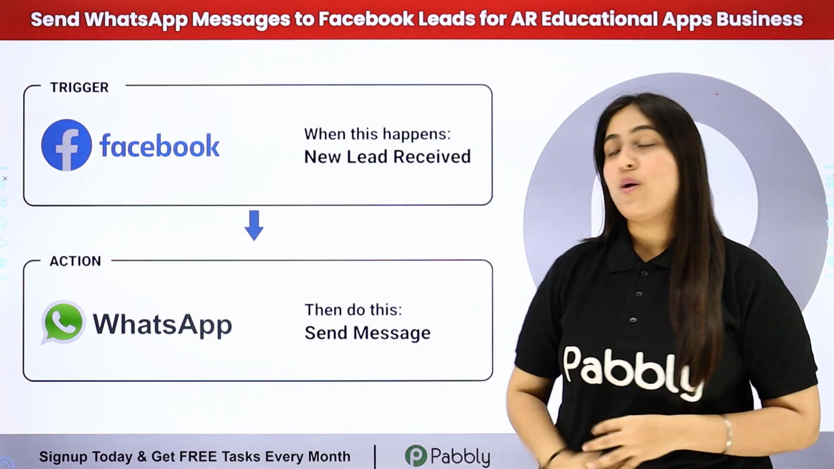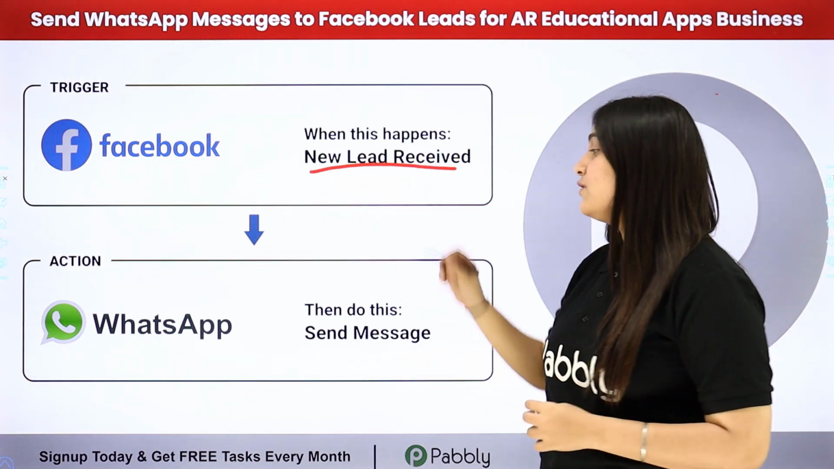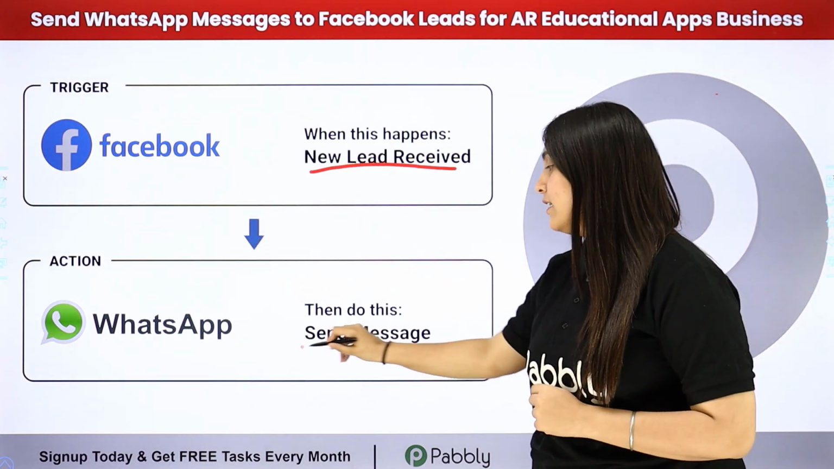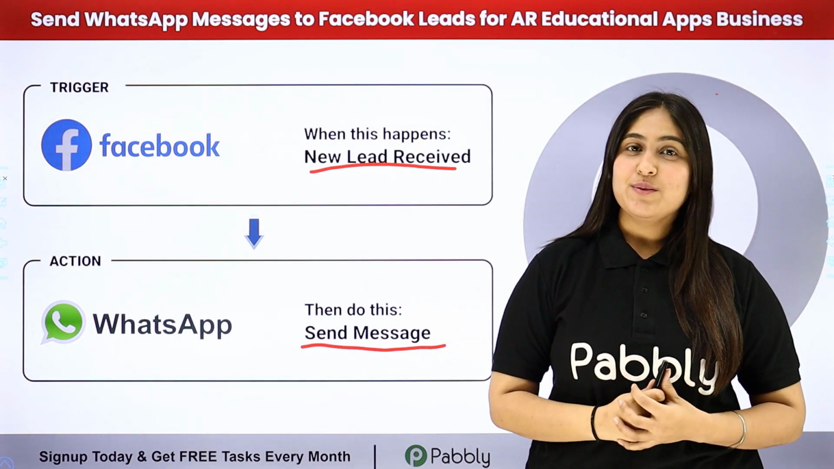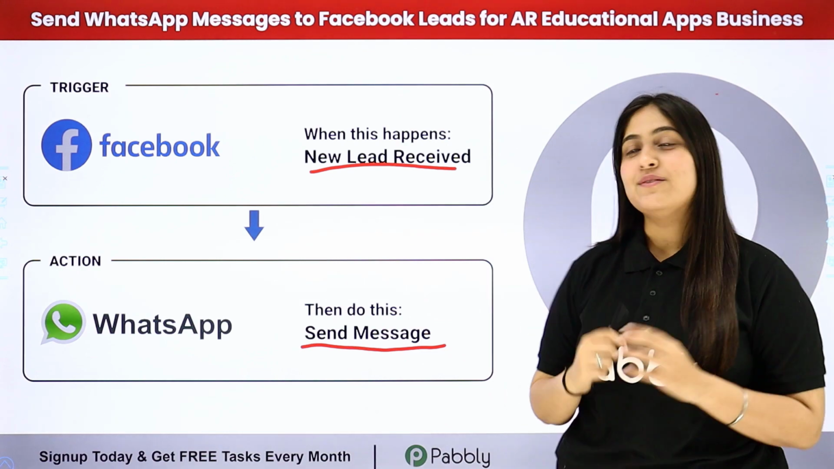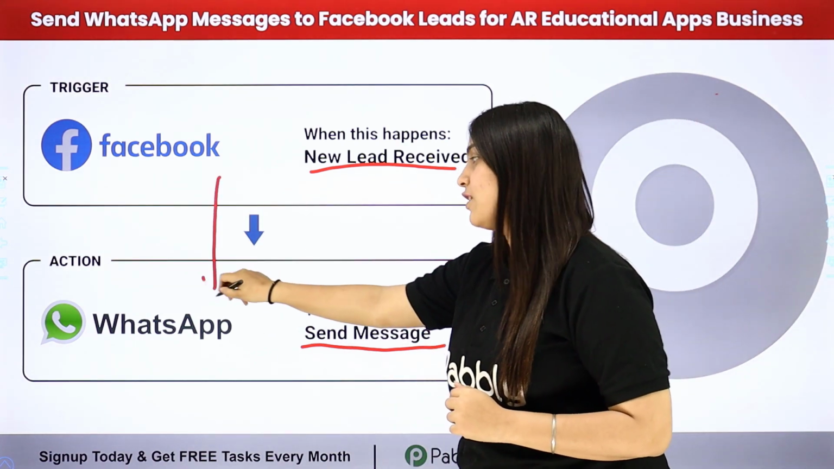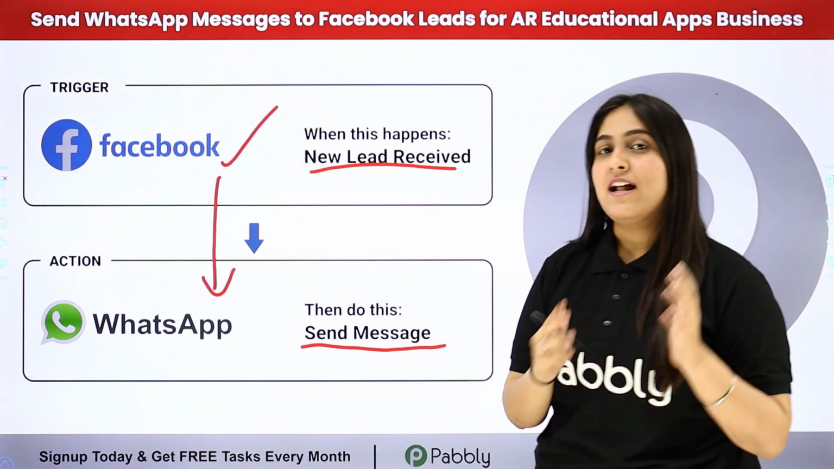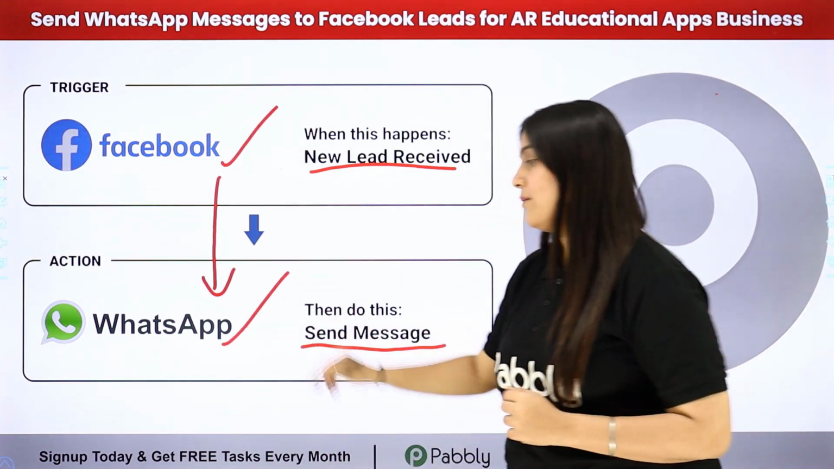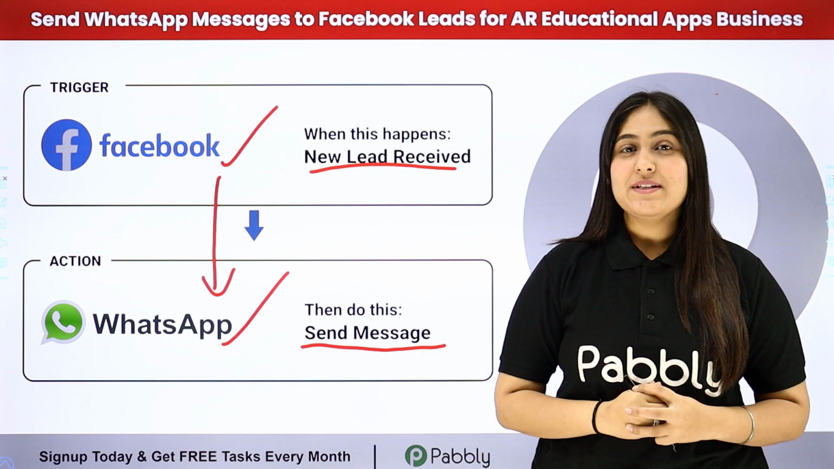So in this case I want whenever a new lead is received, automatically to nurture that lead a WhatsApp message should be sent. So to automate this process, we will use an automation software named Pably Connect, in which we need to connect a trigger and an action. So in this process, our trigger application will be Facebook Lead Ads and our action application will be WhatsApp Cloud API. So to learn this process step by step, let me take you to my screen.